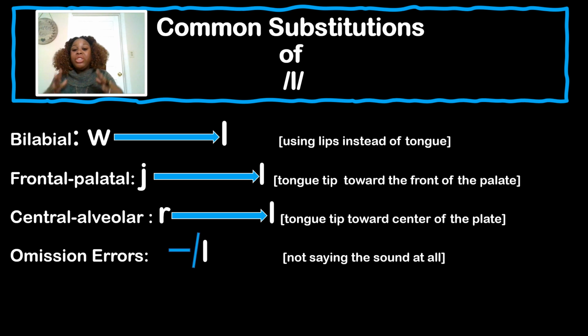Or if the person just cannot find any way to activate any type of sound for L at all, they completely delete it. This minus sign means that they didn't do anything. They just completely eliminate the L sound from the word altogether. So instead of saying lamp, they're saying amp. So these are some common substitution errors.